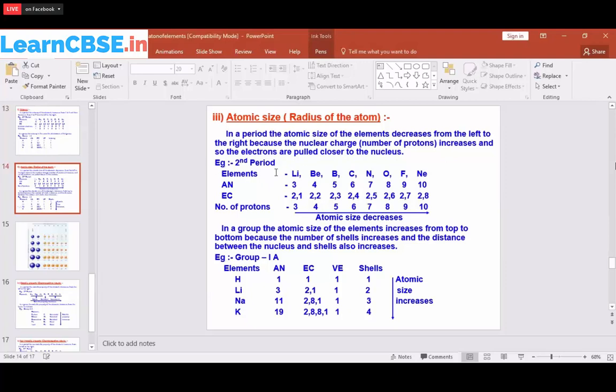Okay, so now see here. We are going to take the example of the second period. The second period indicates that these period elements contain only two shells. So the distance from the nucleus to the outermost electron will not vary much. The elements are lithium, beryllium, boron, carbon, nitrogen, oxygen, fluorine and neon.